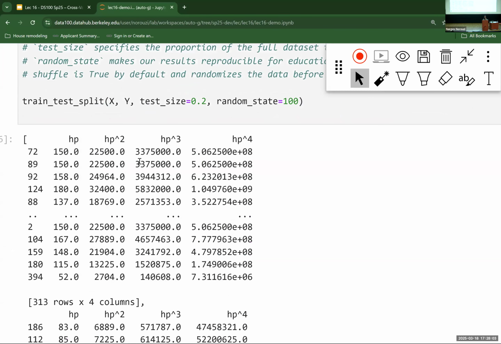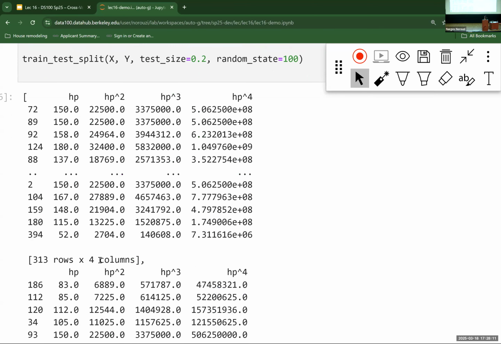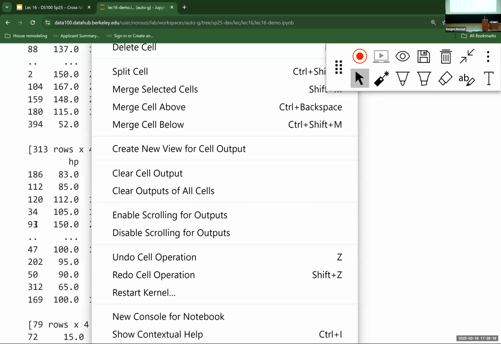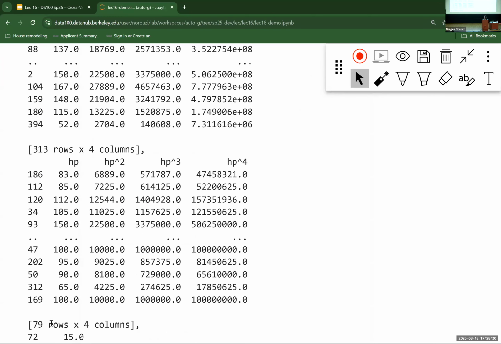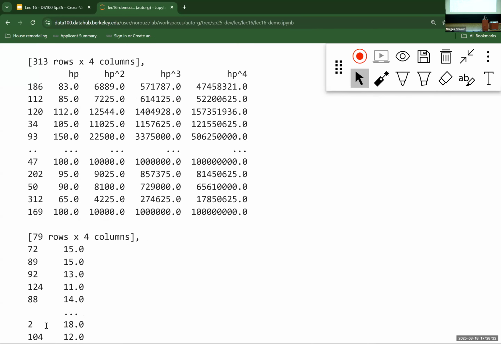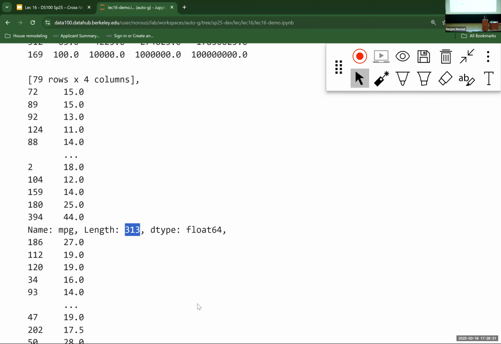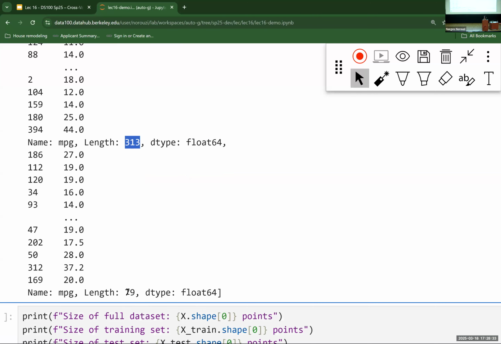So let's see what I'm getting. I'm getting something that looks like a data frame. It has the column names that I had, horsepower, score, and whatnot. It tells me that there's 313 rows and 4 columns. It looks like it's also giving me another thing with like 79 rows. Then scrolling down, it looks like it gave me a series object with the name MPG, 313 of type float, and a similar thing for a smaller set.